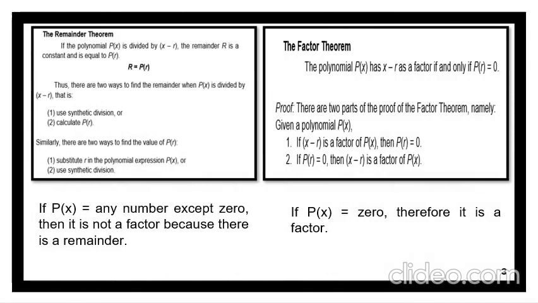In the remainder theorem, if the polynomial p of x is divided by x minus r, the remainder R is a constant and is equal to p of r. Therefore, R is equal to p of r. In the factor theorem, the polynomial p of x has x minus r as a factor if and only if p of r is equal to 0.